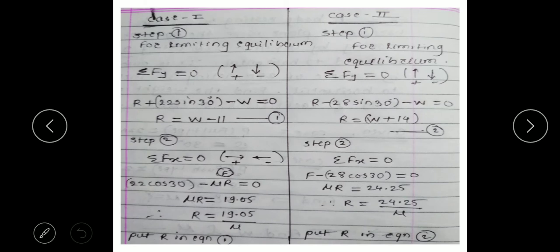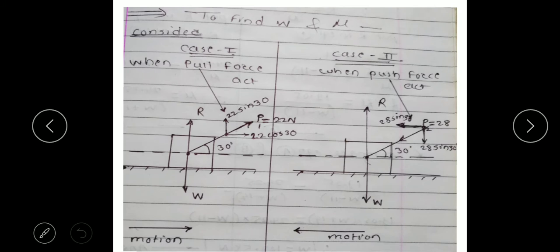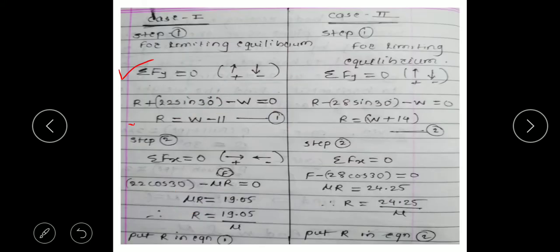According to our procedure, step 1, for limiting equilibrium, we will do the summation of all the vertical forces, or summation of Fy equal to 0, and the direction upward means positive, downward means negative. According to that, how many vertical forces are here? So R is there and W is there, and this 22 sine 30. Now R is in upward direction, so positive. This force is upward direction means positive, and W will be negative. So R is positive, this one is positive, and W is negative, equal to 0. Rearrange the equation. So R is equal to W minus 11.